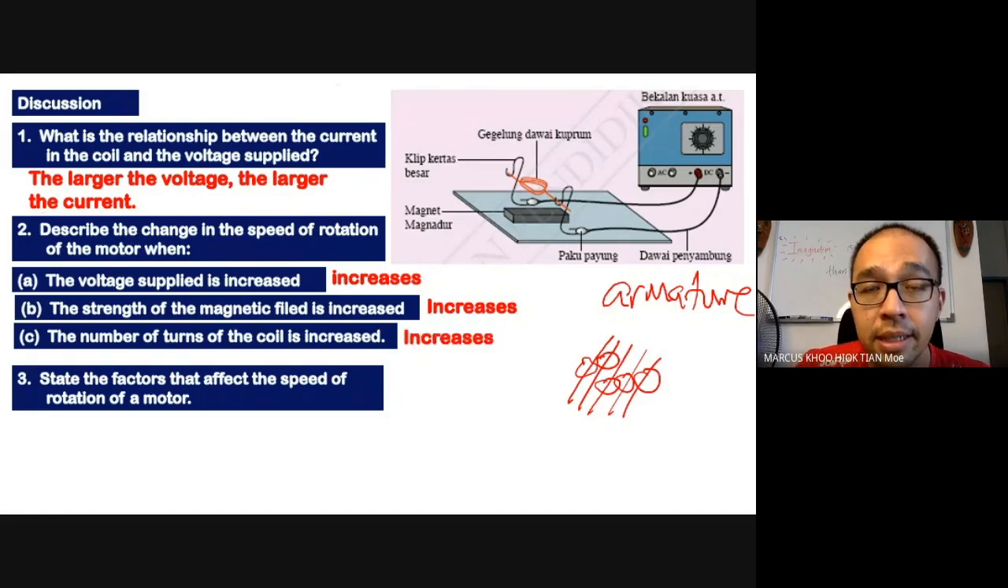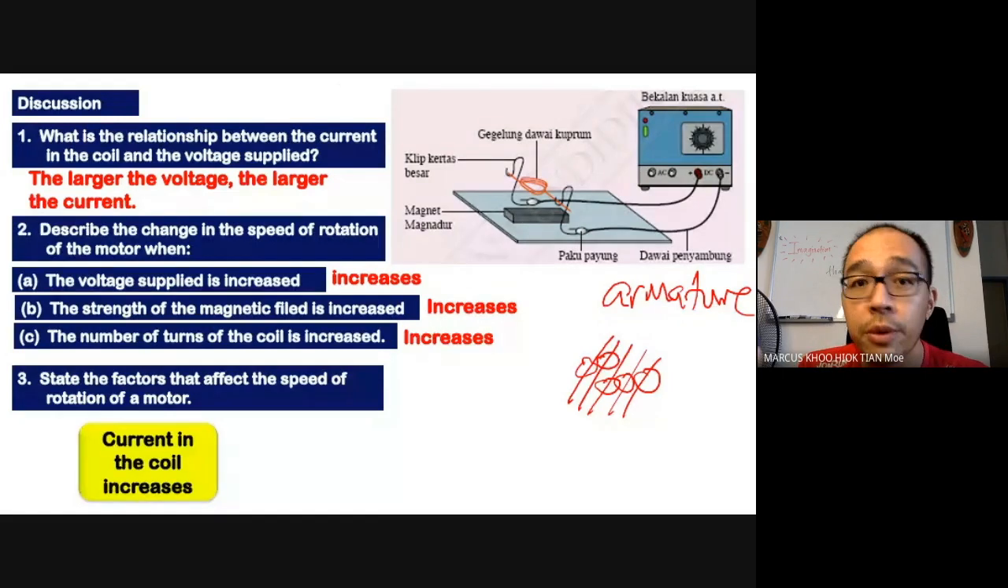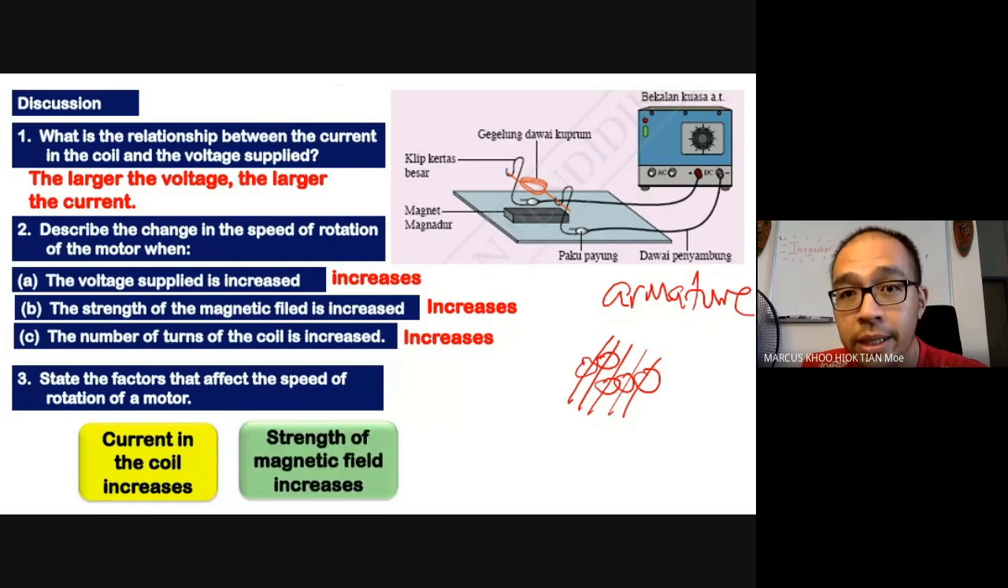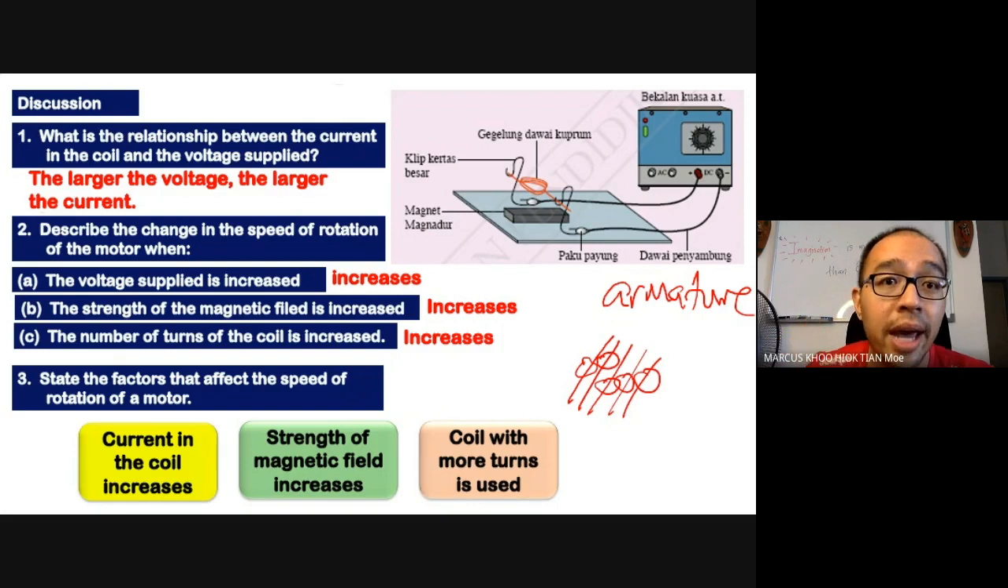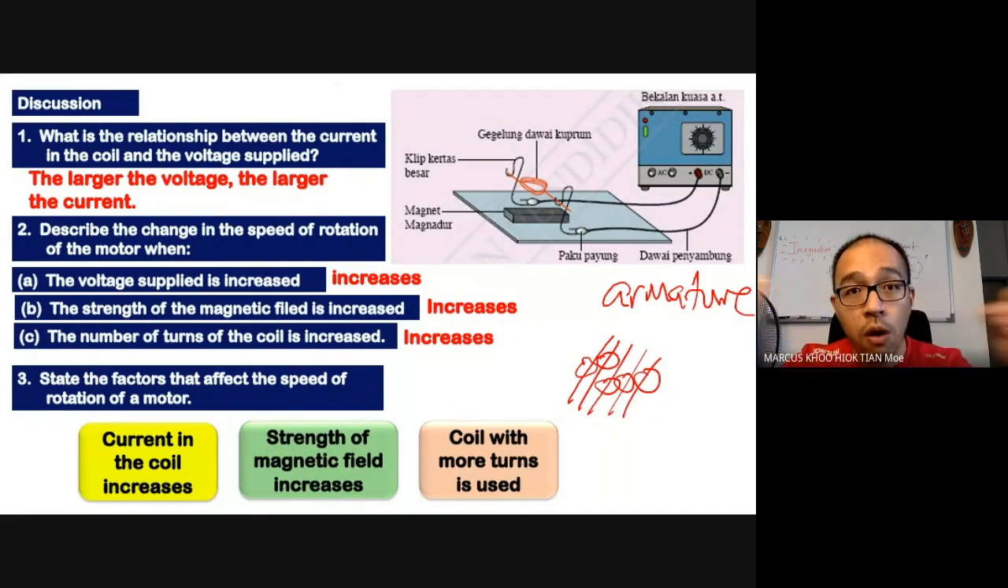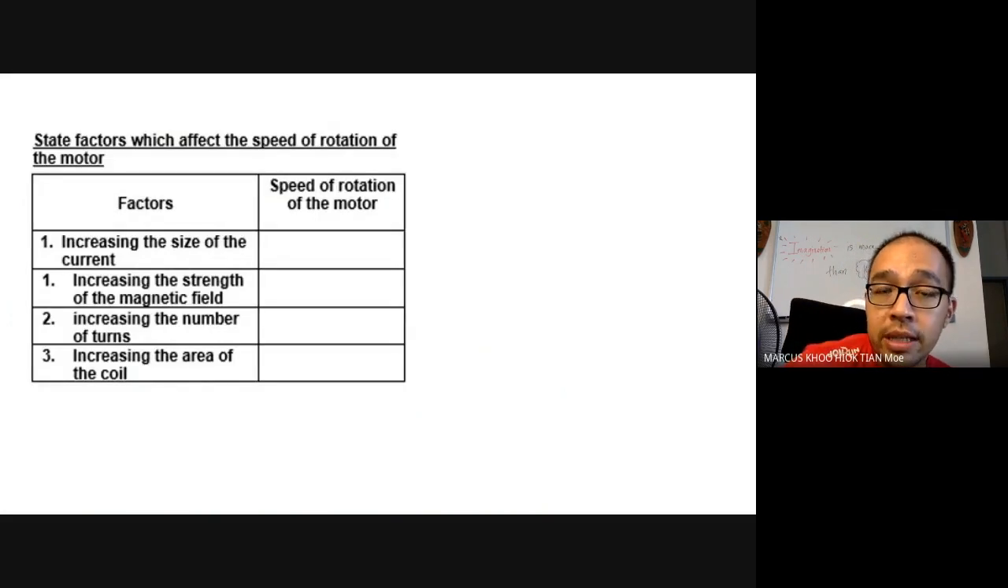So the three factors that affect the speed of rotation of a motor. The first one, which we established a few days ago, is the current in the coil. Secondly, the strength of the magnetic field. And the third one, which is the one that I want to add today, is the coil with more turns. If you have a single coil, it's a very weak fan. Nothing much can be done. But if you take a long wire and make it a coil with many turns, definitely you will get a bigger speed of rotation.